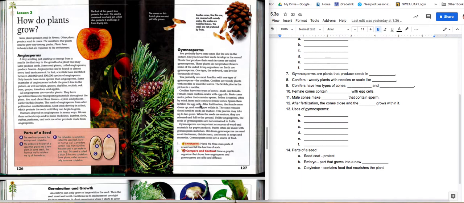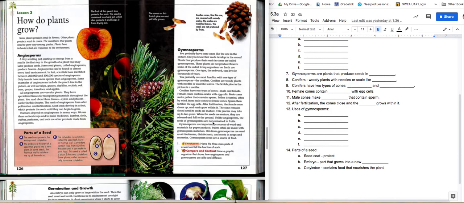After fertilization, the female cone closes up, so it looks like this, until the seed is mature, and it would look like that. This process may take up to 2 years. When the seeds are mature, they are released and fall to the ground. Unlike angiosperms, the seeds of gymnosperms are not contained in fruits. So they open up and they drop these little seeds down, guys, and these will grow into the new tree. Okay? So you had ovules, you had pollen, the cone closes, and the seed grows within it.